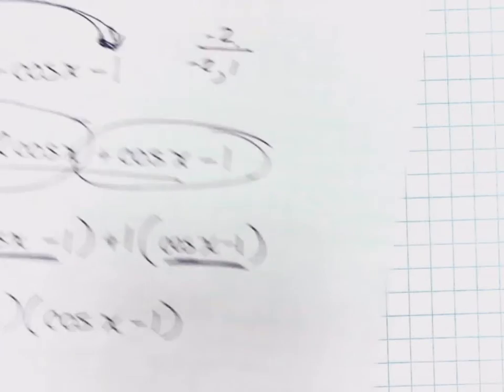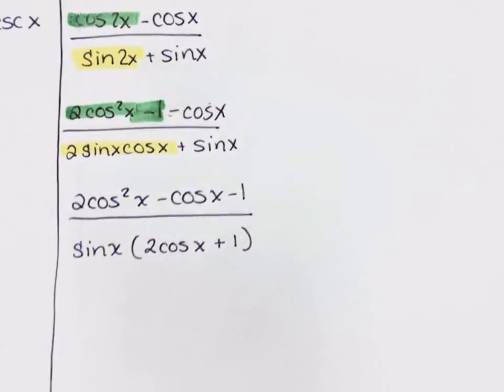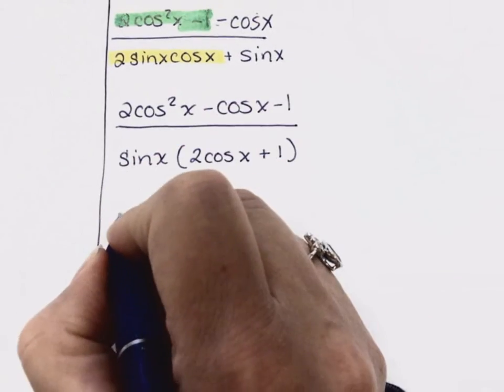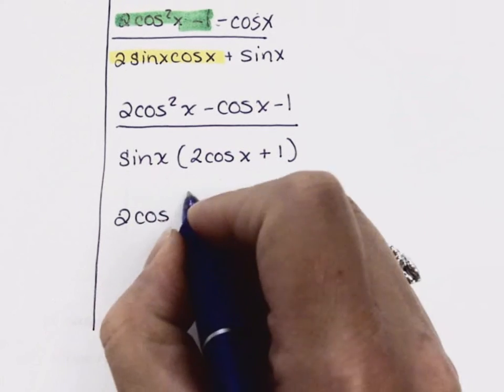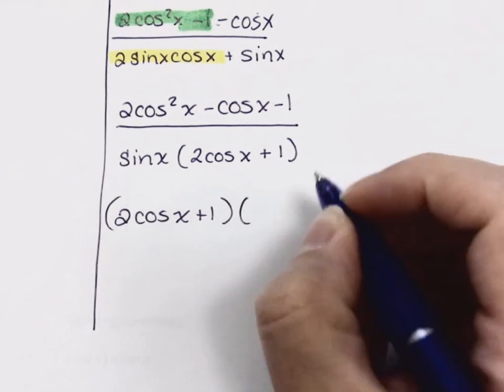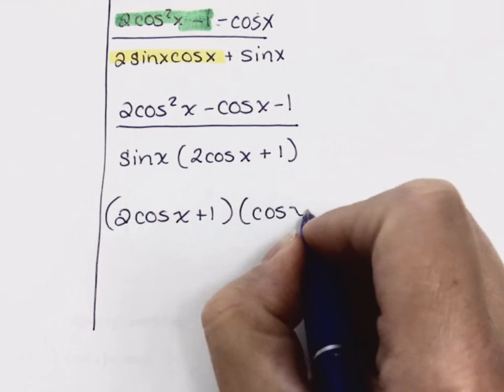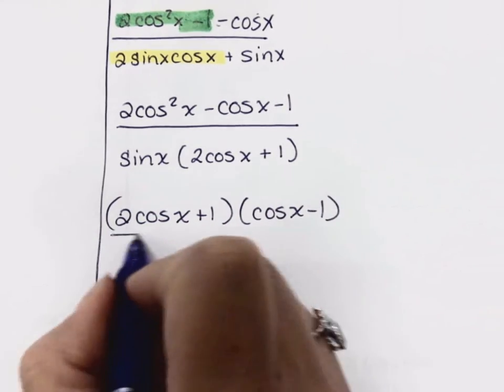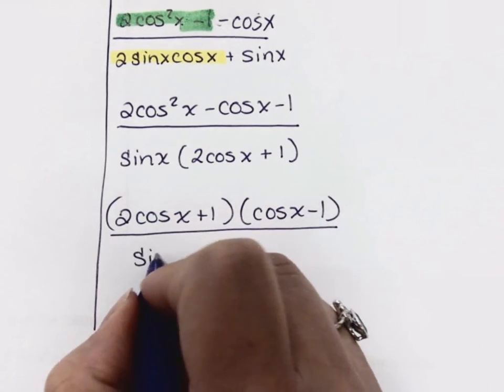Okay, so that was my side note. That's on a scrap piece of paper somewhere. So I'm going to go back to my identity notes, and I'm going to put my 2 cos x plus 1. Oh, isn't that exciting? Anybody see it? I think you guys are just humoring me now, but I appreciate it.